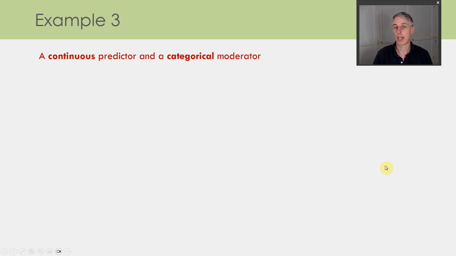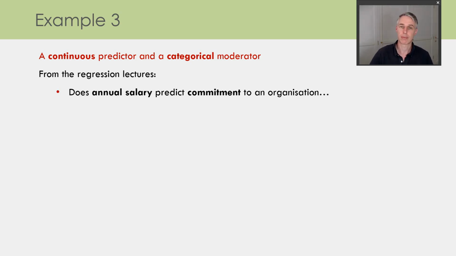So what about a third example here? What about when we have instead a continuous predictor, but the moderator this time is categorical? Let's go back to a slightly different research question, one that we looked at in the regression lectures, specifically an organizational psychologist interested in what predicts people's level of commitment to their employing organization. In particular, they were interested in whether people's annual salary predicted commitment to an organization. In other words, maybe if you get paid more, you're more committed to your organization.